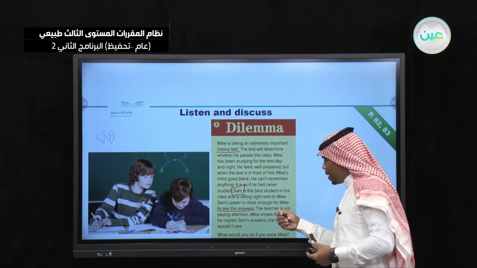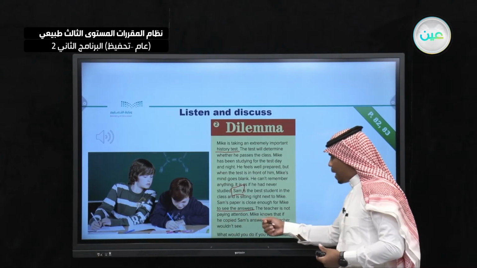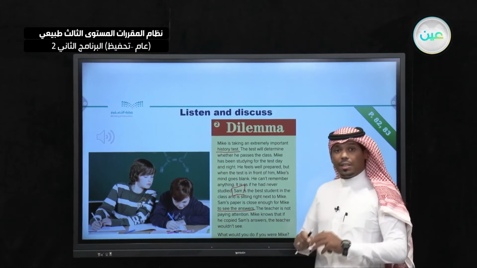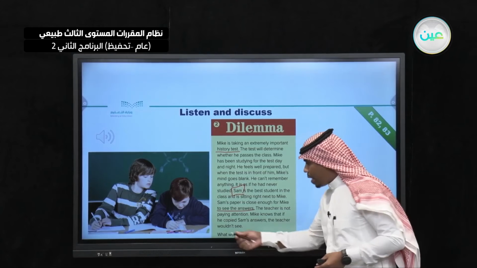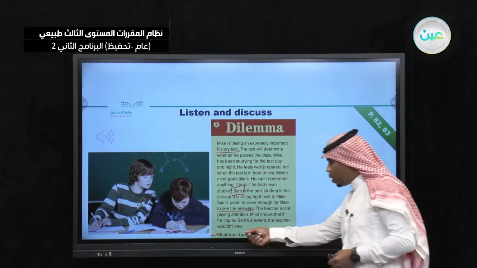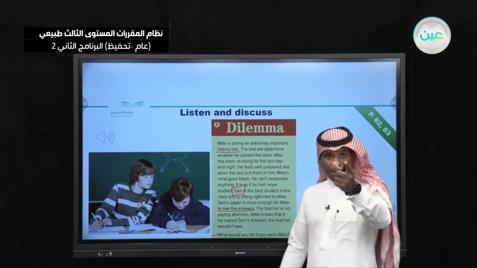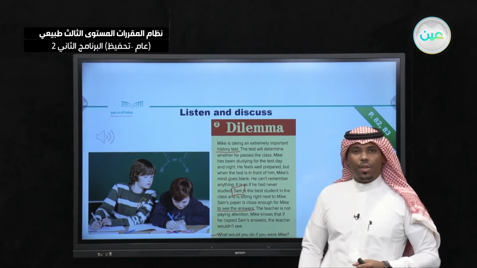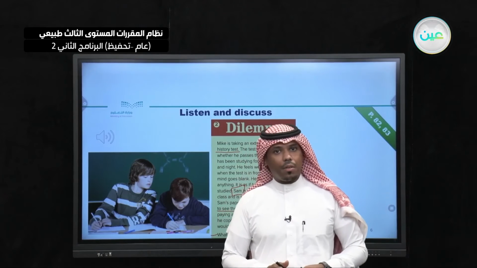Mike knows that if he copied Sam's answer, the teacher wouldn't see. Okay, now the question is, what would you do if you were Mike? This question is for you. Are you going to cheat?